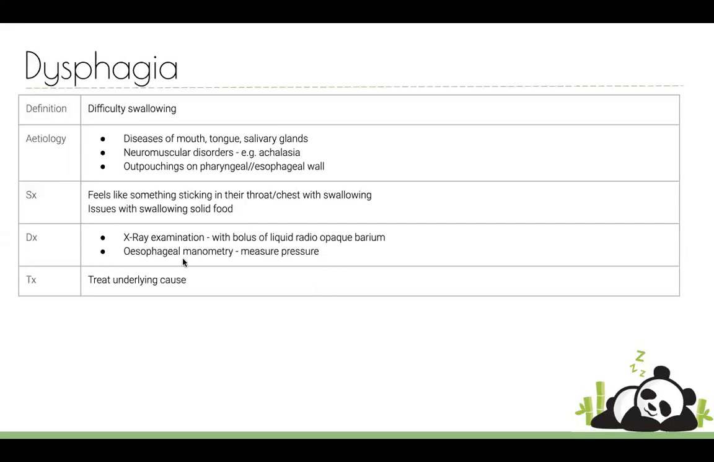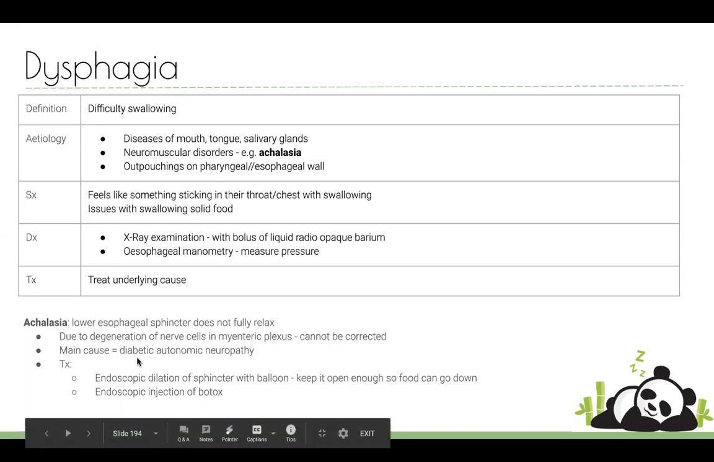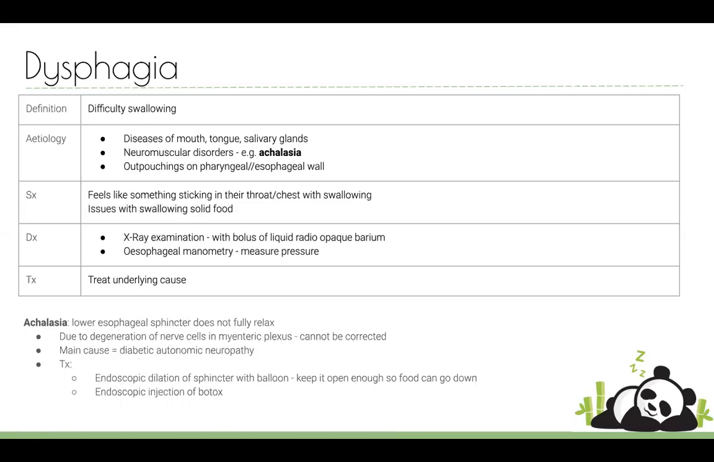Or you can do esophageal manometry and measure the pressure, and you treat the underlying cause, as with all of these. Achalasia, which is a neuromuscular disorder, is when the lower esophageal sphincter by your stomach, which remember is a functional sphincter, isn't fully working and doesn't fully relax. The main cause is diabetes. And usually you can keep it open with something like a balloon so that food can keep going down.